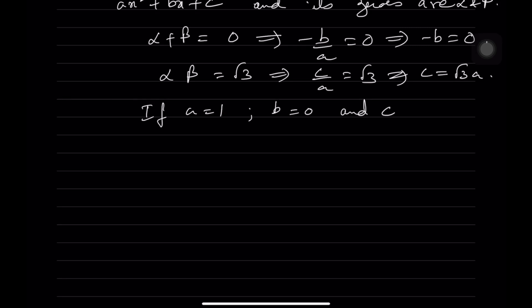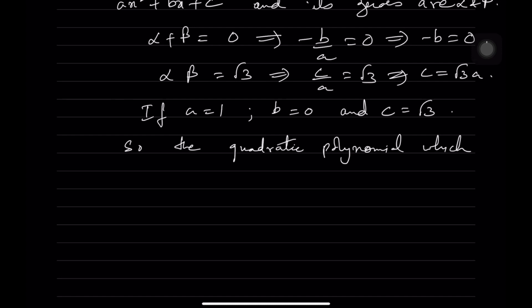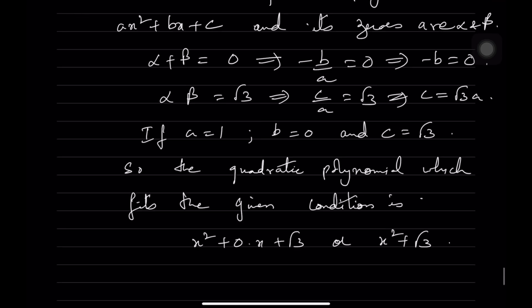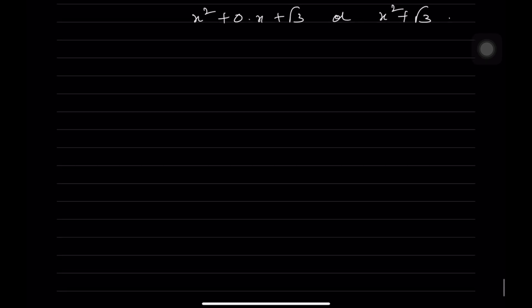So if a is equal to 1, b is equal to 0, c is equal to root 3. So the quadratic polynomial which best fits the condition is ax square plus bx plus c. So here you are having b is 0. So the equation will become x square plus 0x plus root 3, or x square plus root 3. The next, fourth one.